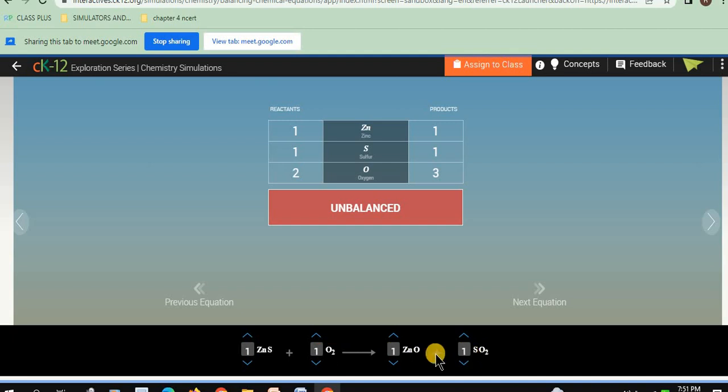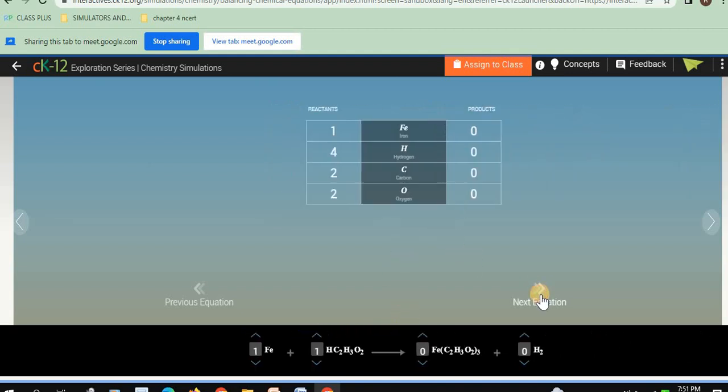How many oxygen on the right hand side? 3. You cannot make 3, you have to make 4. So if you make 2 here, and then 2 here, and then 2 here, how many oxygen here? 4. 4 plus 2 is 6, and then 3. So it is easy, you can do that, not a problem.